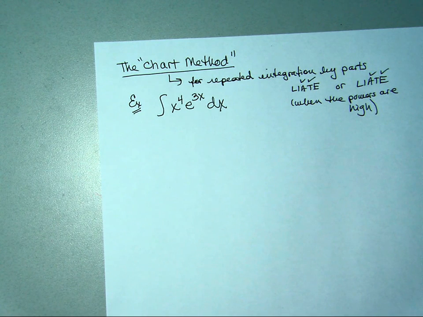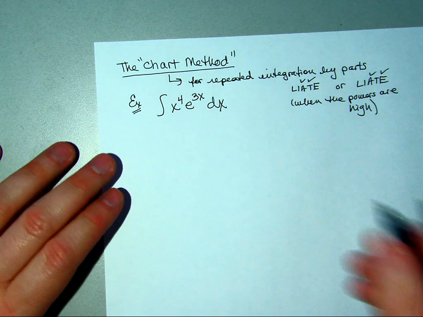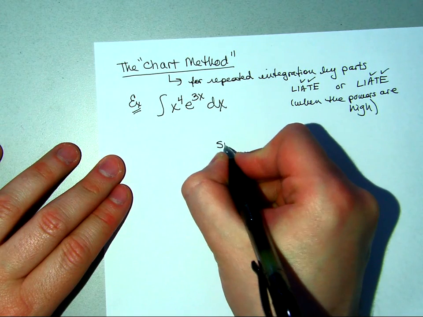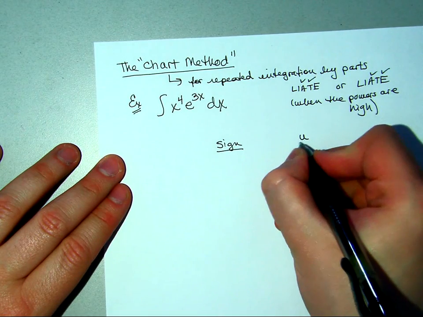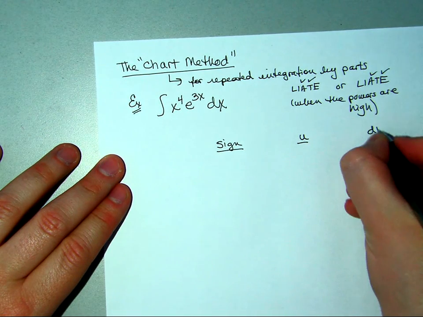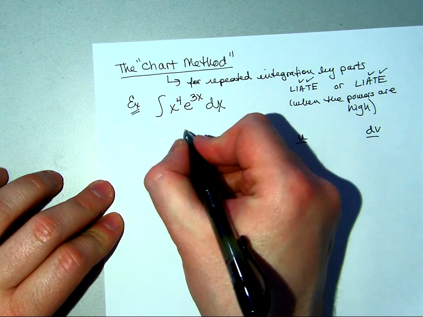I am going to make a chart with 3 columns. The first column I am going to label sine. The second column I'm going to label u. The third column I'm going to label dv. L-I-A-T-E, I have A, I have E.